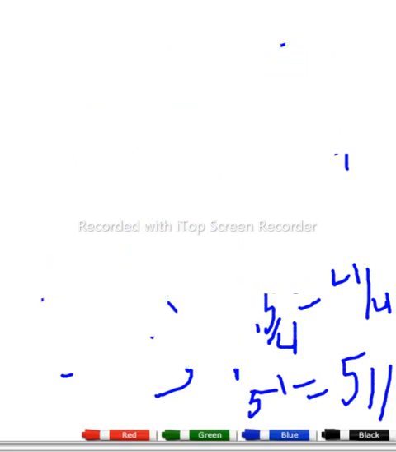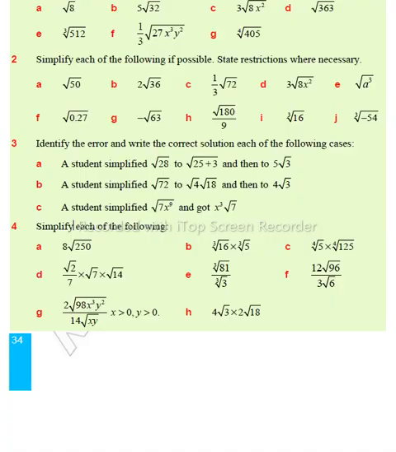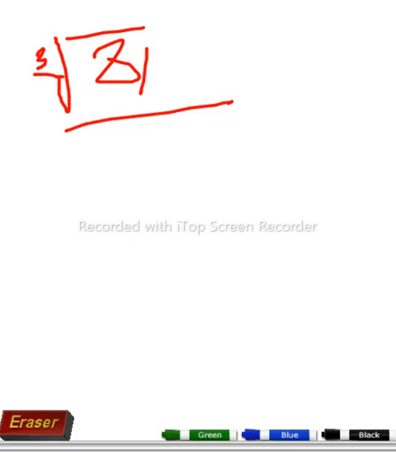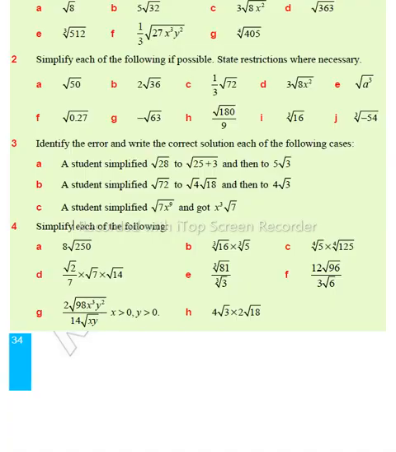We will continue with the next question. The next question, we see again, let us jump to E: cube root of 81 over cube root of 3. Sorry, here we have cube roots. Here we have cube root of 81 over cube root of 3.